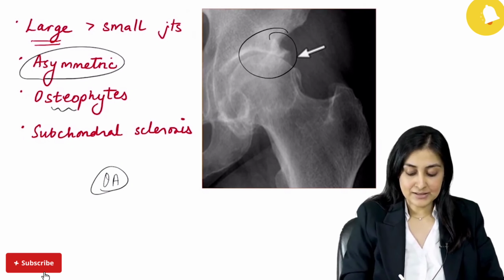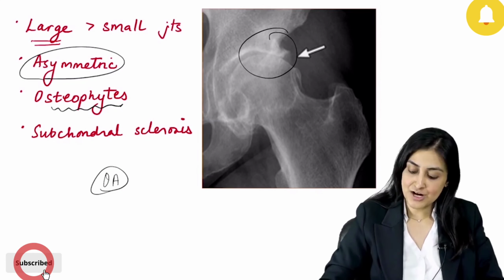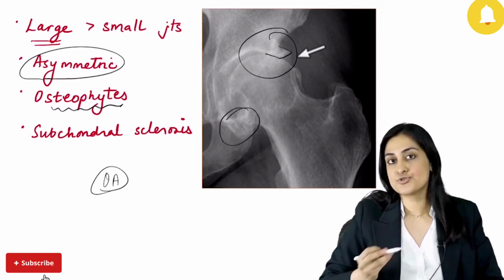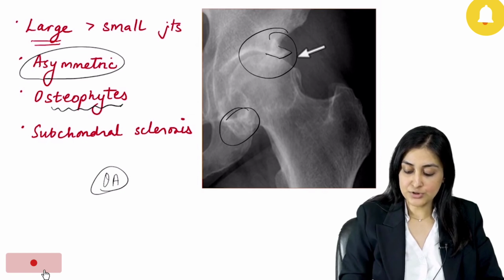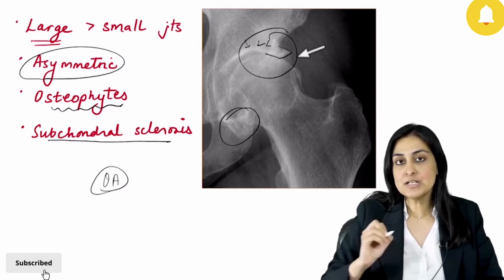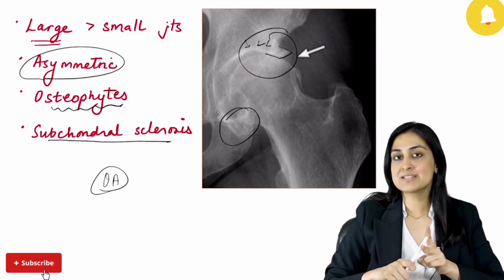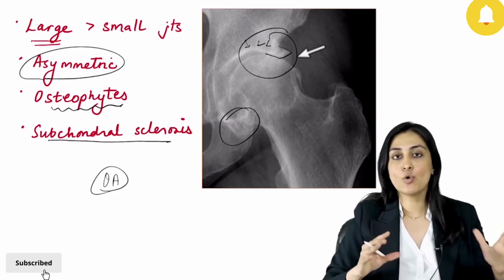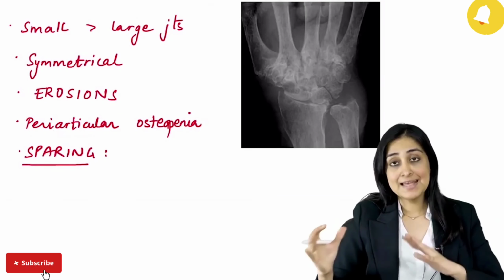Apart from that, you will find that there are new bones which are formed, which are called osteophytes. So these triangular projections that you are seeing, that is called osteophytes, which is new bone formation. And also you will find around the bone, do you see this whiteness here? This is called subchondral sclerosis. So asymmetrical involvement, large joints getting involved, subchondral sclerosis and osteophytes. All of these are hallmarks of a degenerative disease such as osteoarthritis.